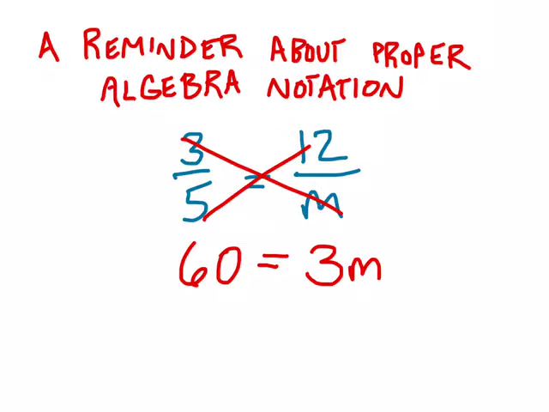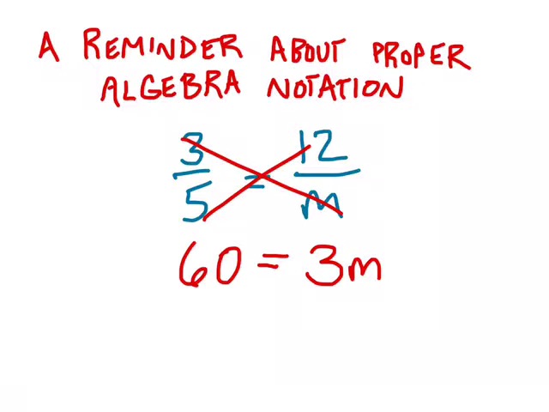More importantly, when you say 3m equals 60 or 60 equals 3m, that's an equation. An equation is something we can solve. If you just say 60 and 3m separately, that's nothing. So again, it's to help people follow your work. It's to show that you understand what it all means. So put the equal sign in the middle.